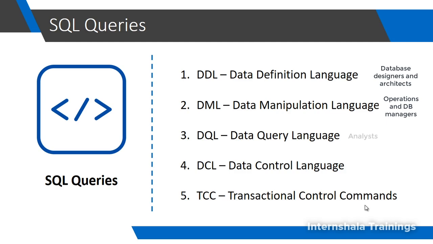DQL is the language used by the business users or the analysts so that they can fetch the data which is required and they can work on it. Data control language is used by admins or owners of the particular database to grant access to different types of users. Transactional control commands are used again by the operations people to maintain the integrity of that database.